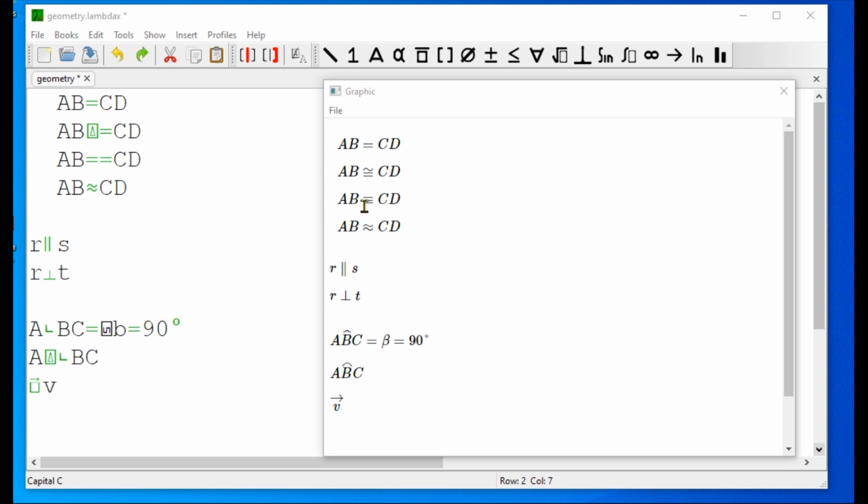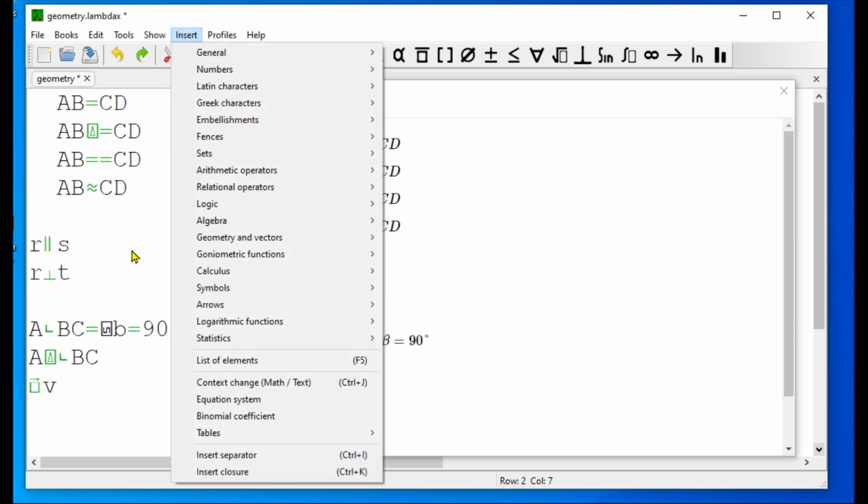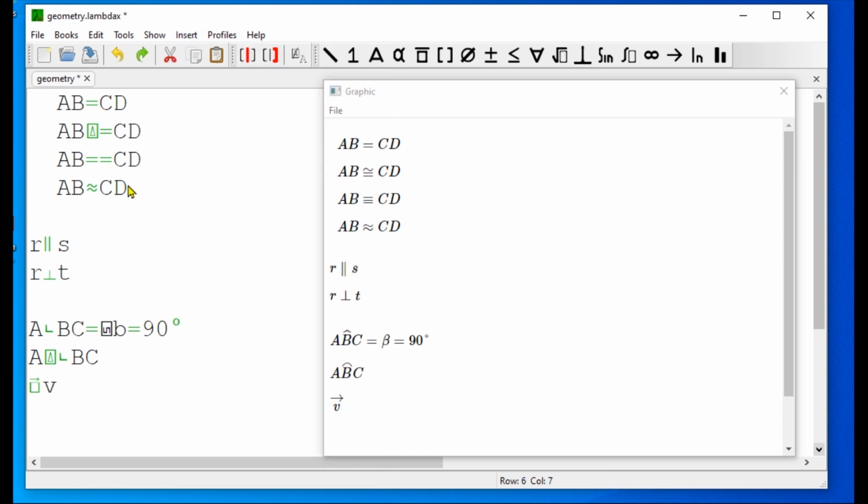In Lambda, therefore, these symbols are indicated this way and can be selected by the user as usual, either through the F5 key or by selecting them from the insertion menu. There is no short key associated to them, but it is always possible to customize the profile by adding these symbols.